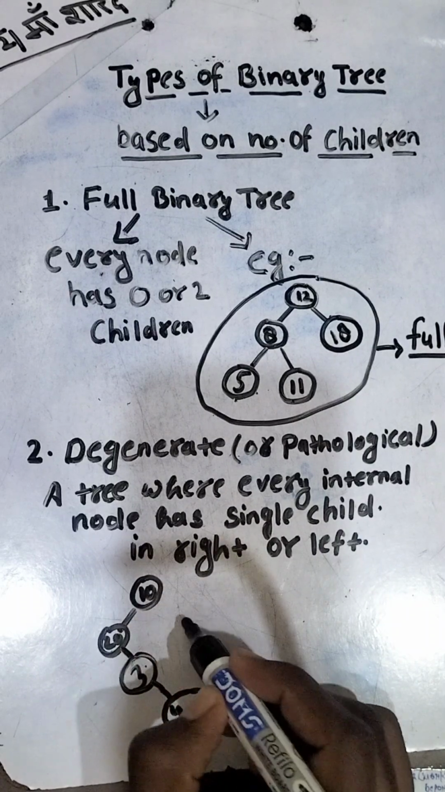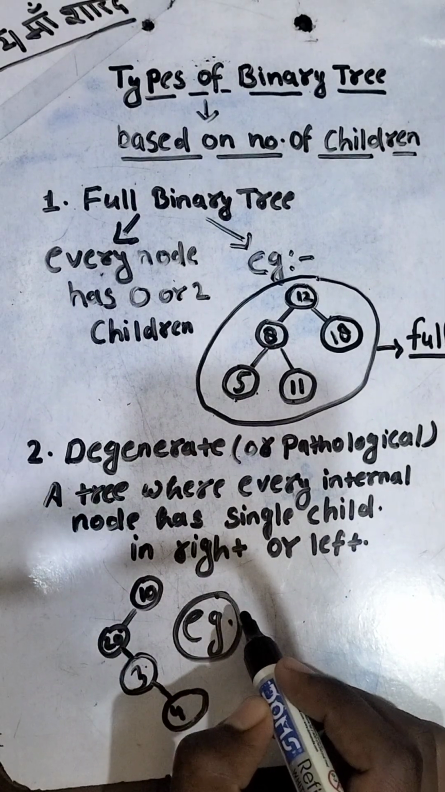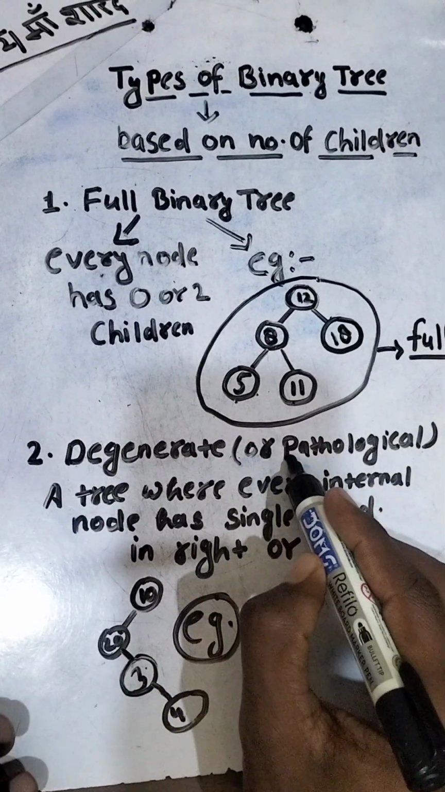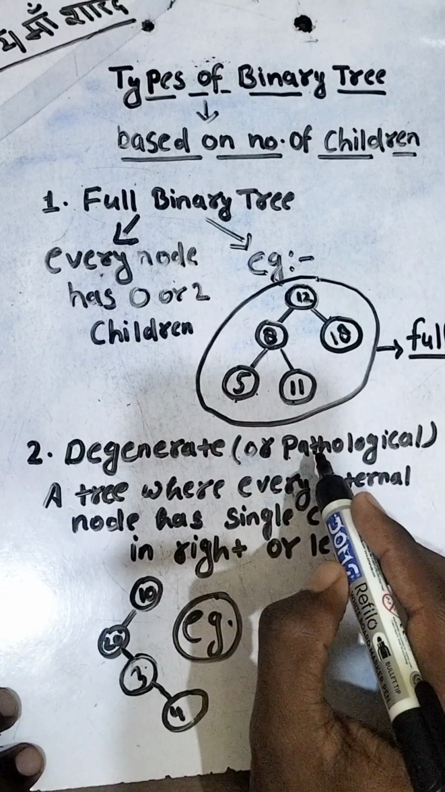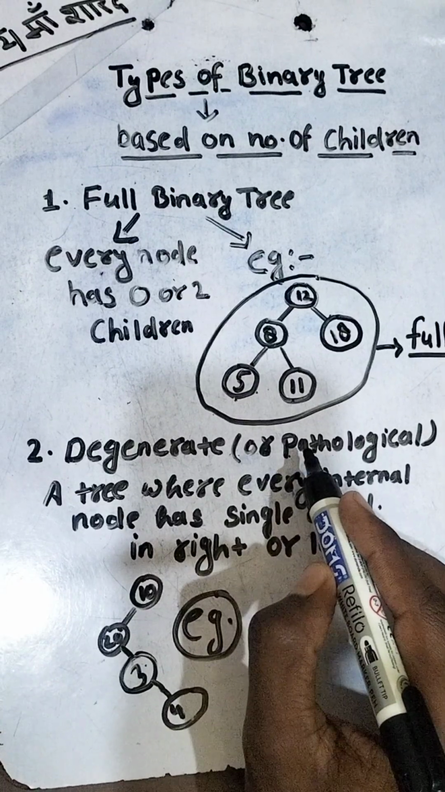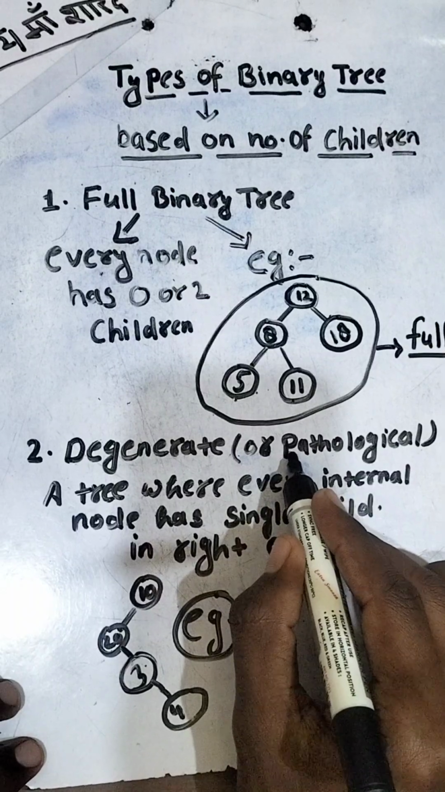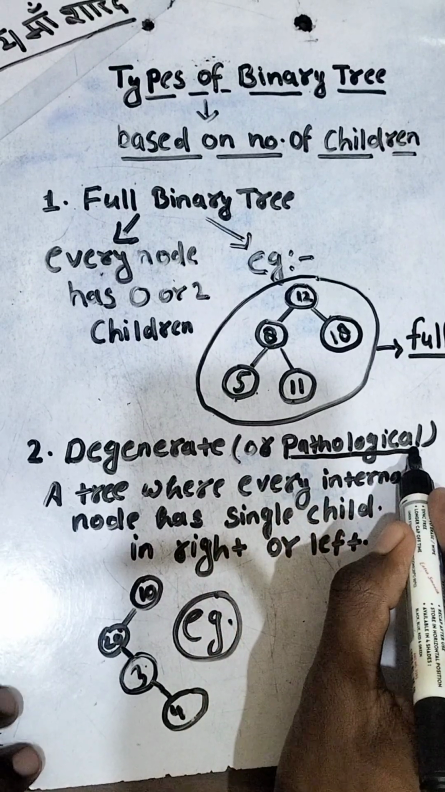So this is the example of a degenerate tree. And why is this called pathological? Because it behaves inefficiently, like a singly linked list, defeating the purpose of a balanced tree structure. So that's why it is known as pathological.